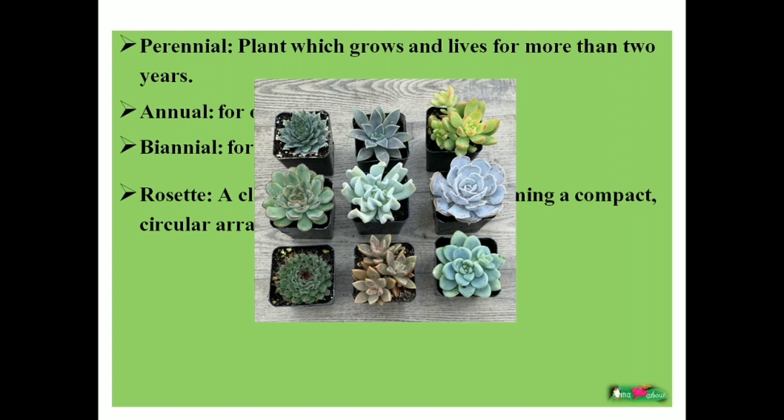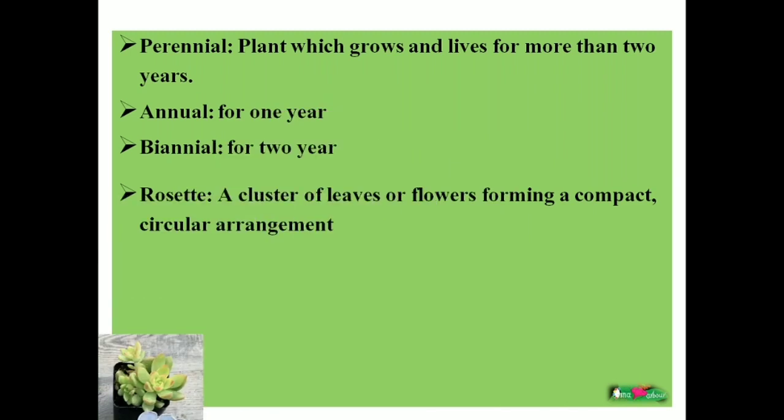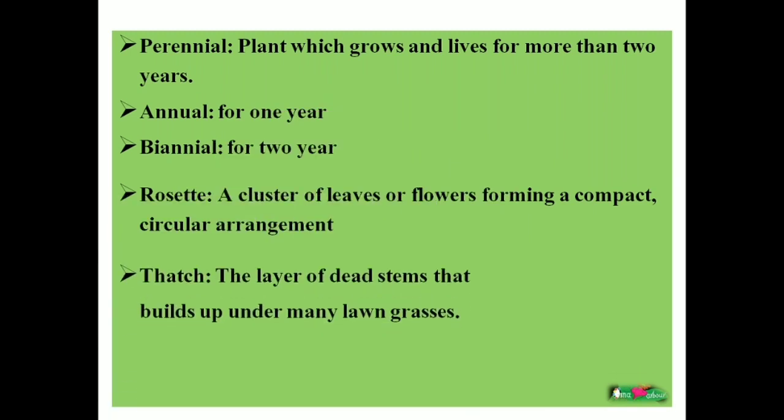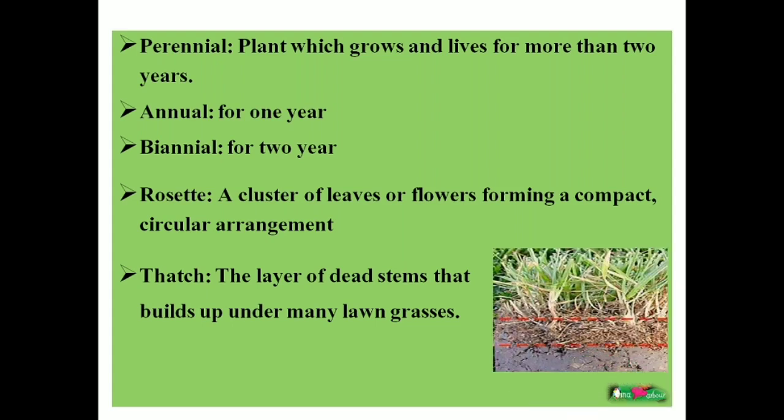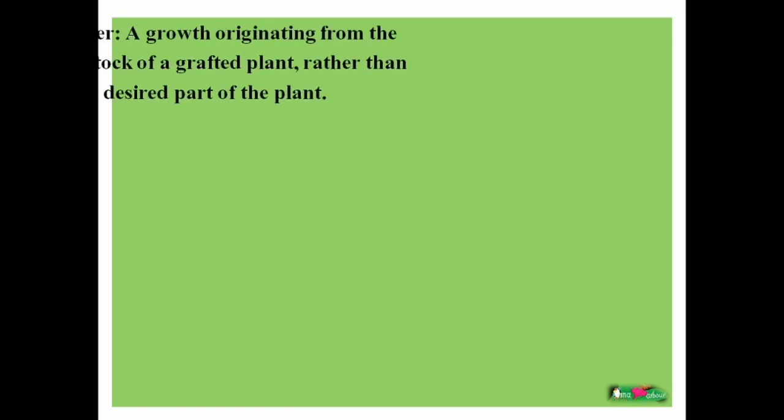Then most important, that is thatch. You can observe the picture, the red line. The area between the red lines is called thatch. Patch is different. Patch you can find on the surface of the lawn, and thatch you can find below the lawn, below the ground surface, where you can find the roots of that particular grass. That is thatch.